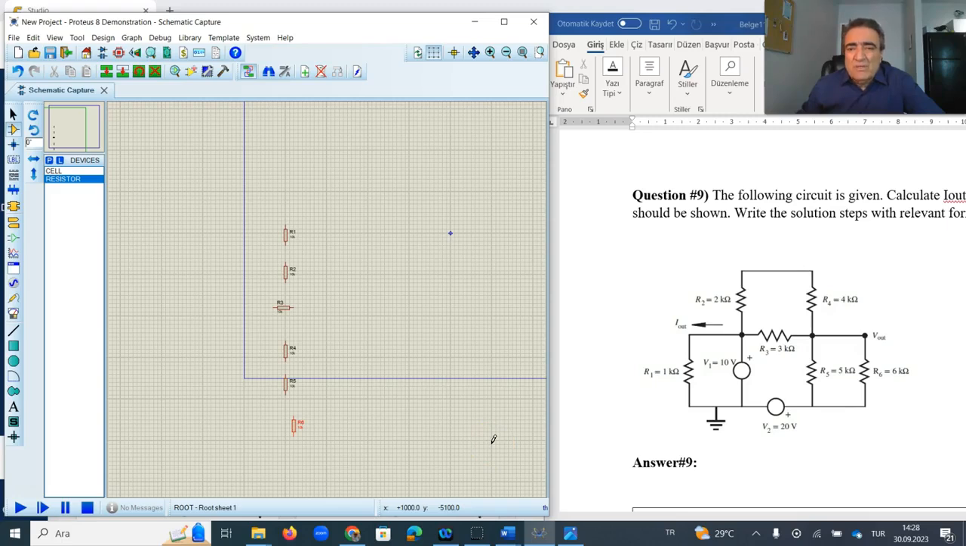Now I want to create my circuit. I am taking this here, and then this is the vertical line that you are seeing here, and then here.